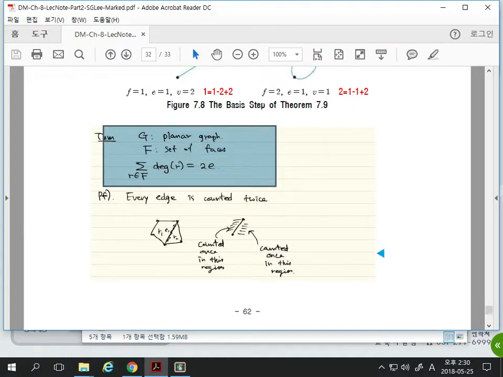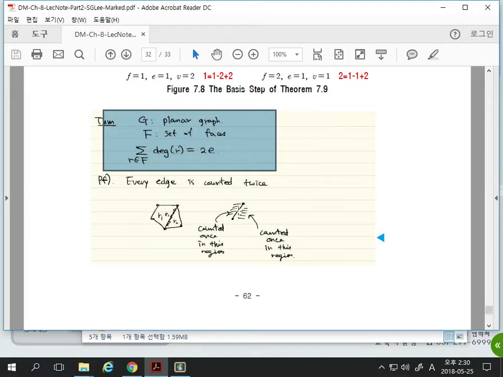Adding it all up, twice the number of edges is equal to the sum of the degrees. Because this edge is counted on this side and the other side as well. So always edges are counted twice. So this relation should be satisfied.